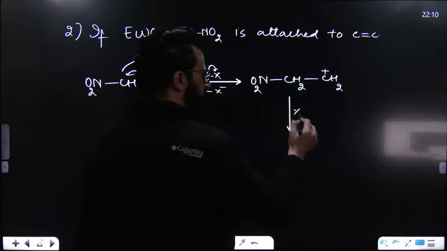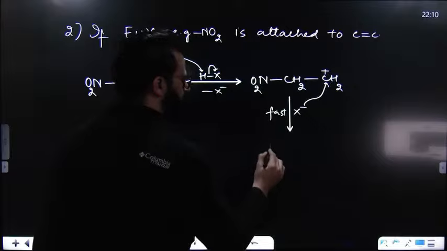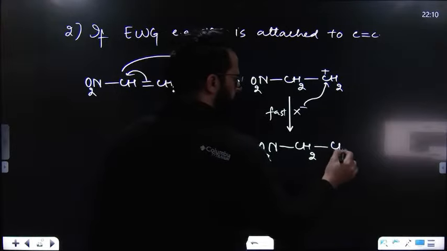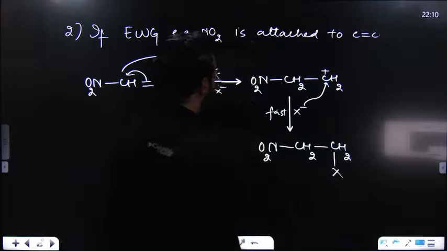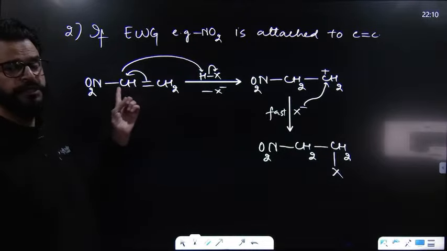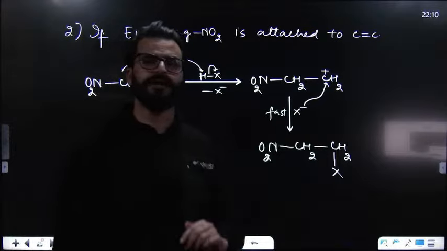When X minus attacks, this is a very fast attack, and we will get our product. And the product is like this: NO2, then CH2, then CH2, then X. Now, can I say the negative part of this should go to that carbon-carbon double bond which has the lesser number of hydrogens? That means X should be attached to this according to the statement of Markovnikov.